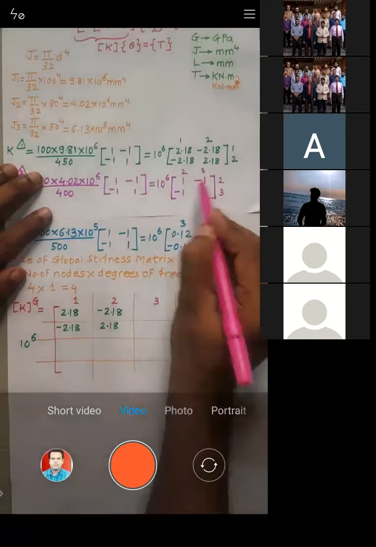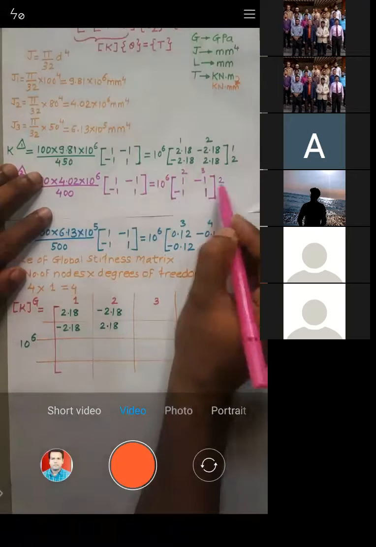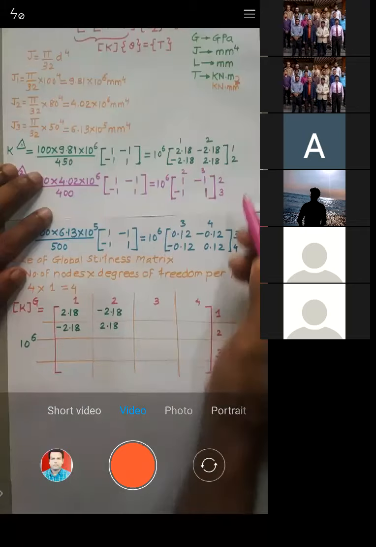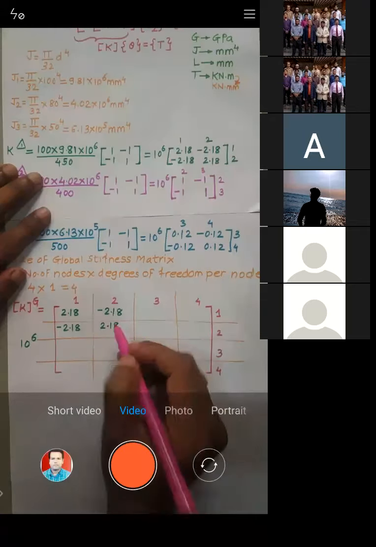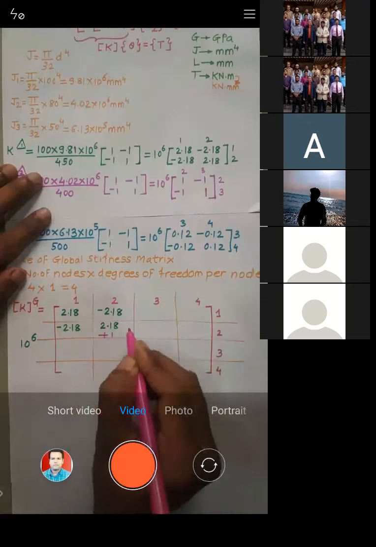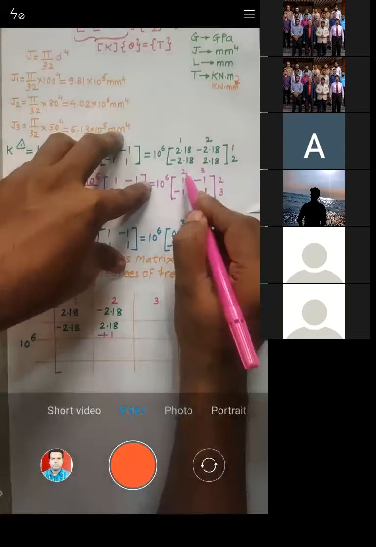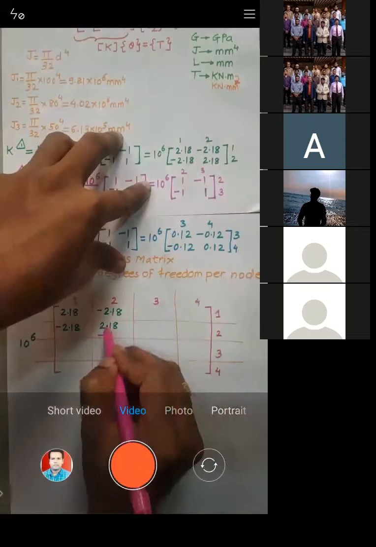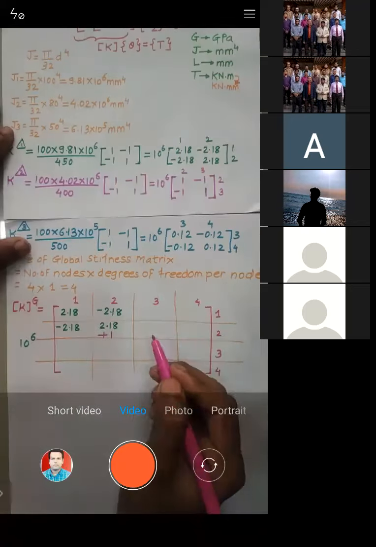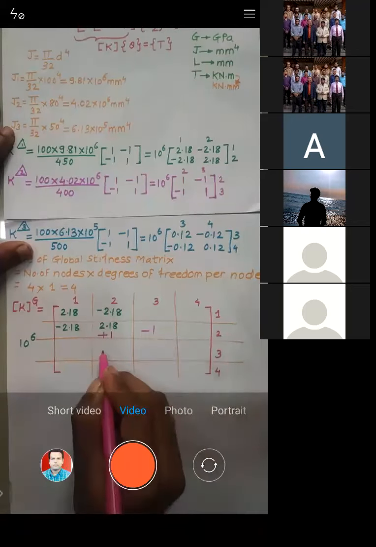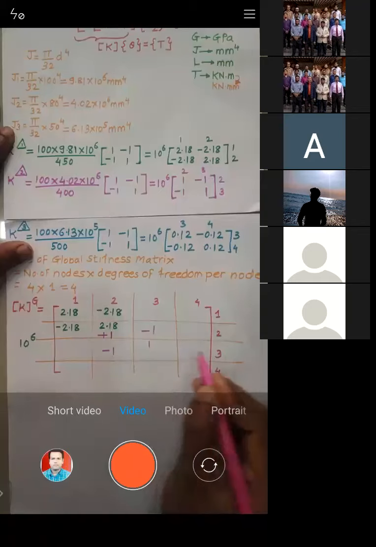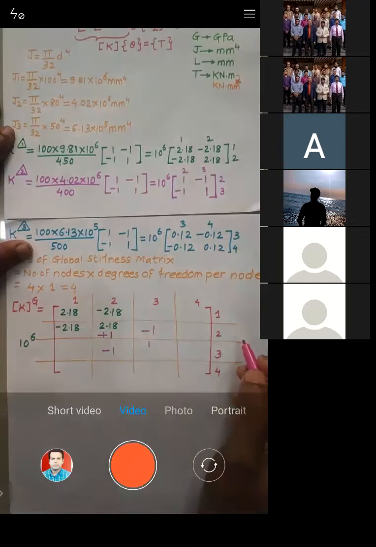This is 2 3 2 3. So starting point is 2 2. At 2 2, you put 1. This is what is written, 2 2, I have put 1. The side of that, it is minus 1. Here it is minus 1. Here it is 1.